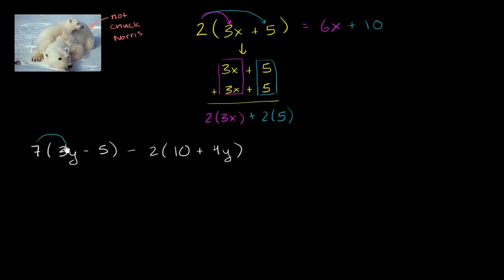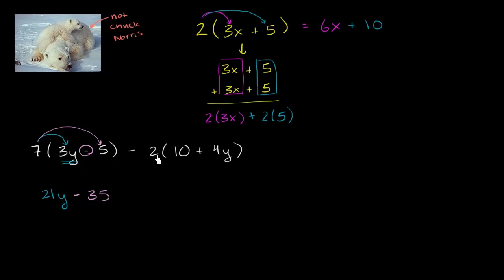So this is going to be 7 times 3y, which is going to give us 21y. Or if I had 3y's 7 times, it's going to be 21y's, either way you want to think about it. And then I have 7 times, we're going to be careful with the sign, this is 7 times negative 5. 7 times negative 5 is negative 35. So we've simplified this part of it. Let's simplify the right-hand side.